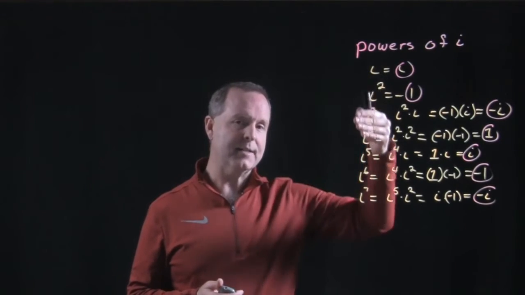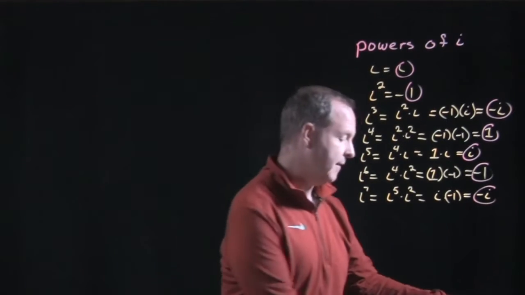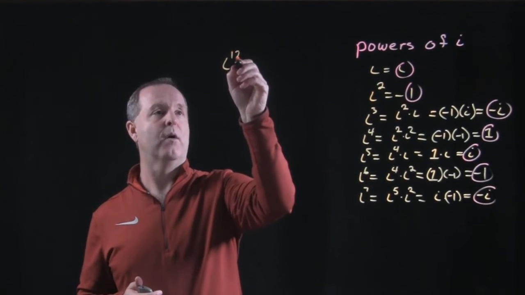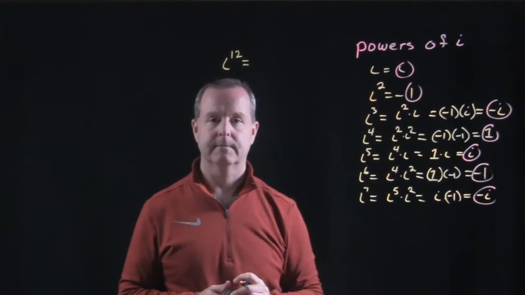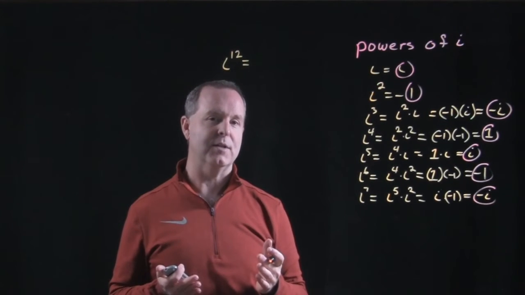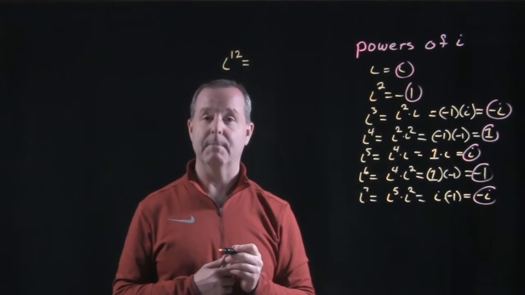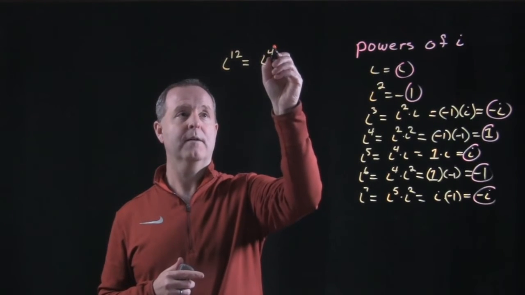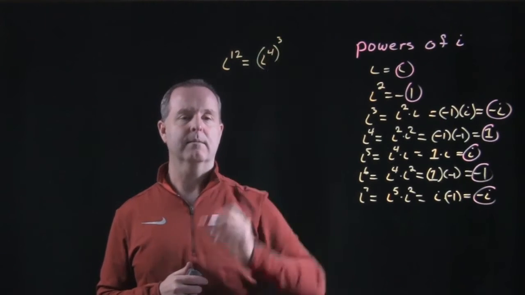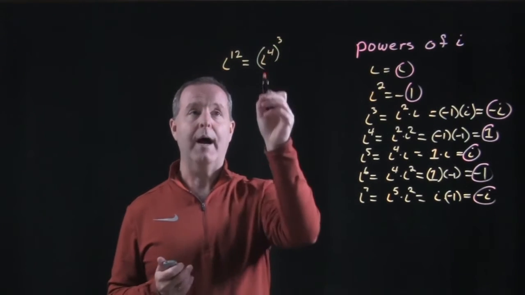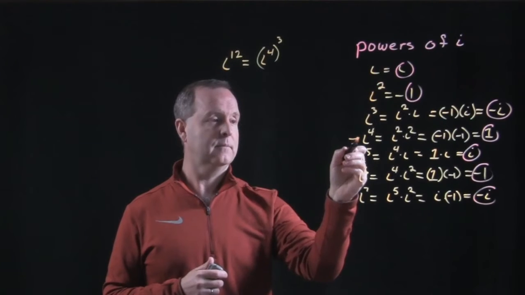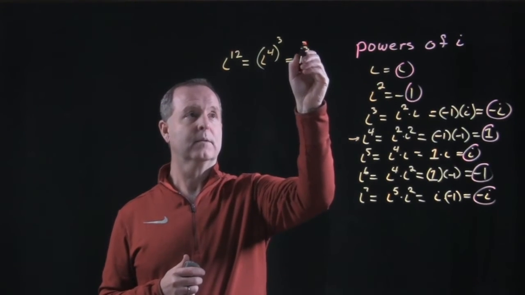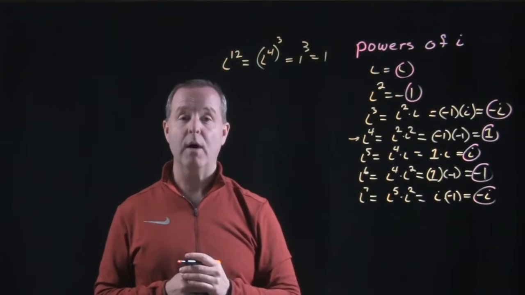If we're able to understand this pattern and use it to our benefit, then we can look at problems such as these. If we have maybe i to the 12th, how can we reduce that? Well, I like reducing it down to a whole bunch of i to the fourths as much as I can. So I recognize this as i to the fourth to the power of 3. Why did I choose to do that? Well, i to the fourth is 1. So this becomes 1 cubed, which equals just 1.